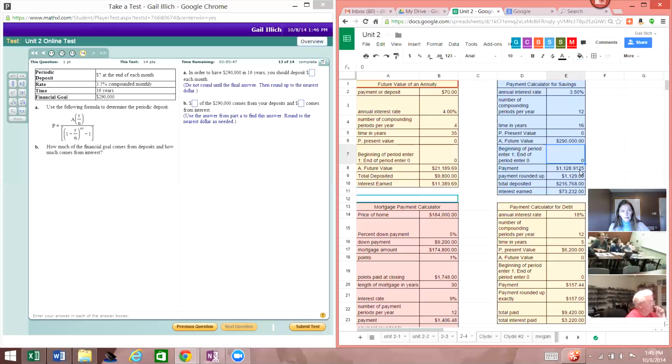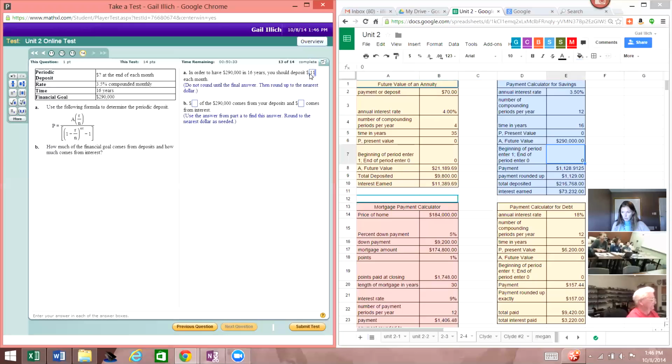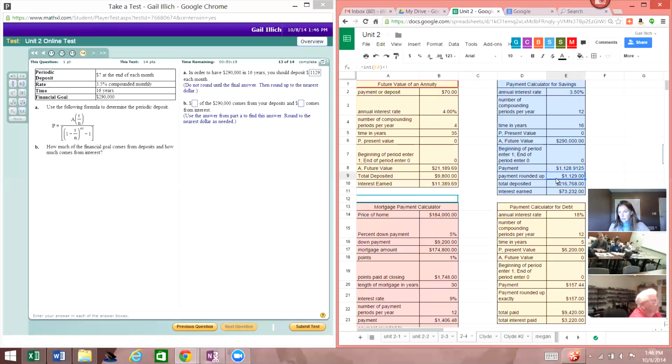And so that means we will have to make a payment of $1,129, rounded up to the nearest dollar. So 1129. And then to figure out what percent of the $290,000 comes from your deposits and what comes from your interest. So here's my number rounded up, the 1,129.